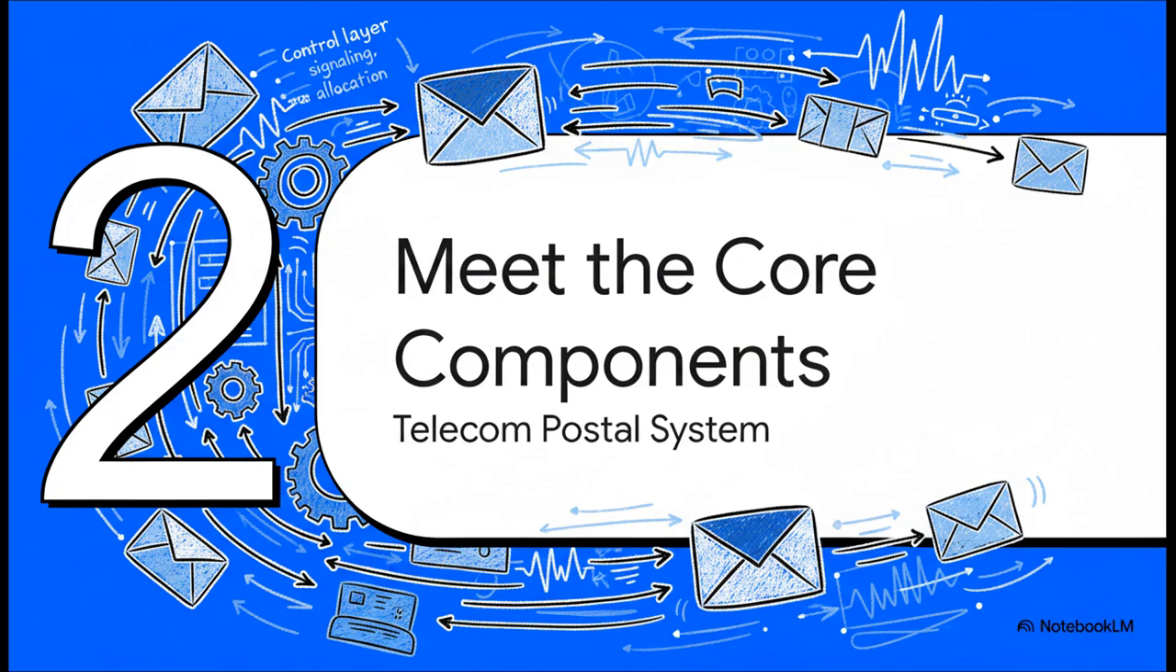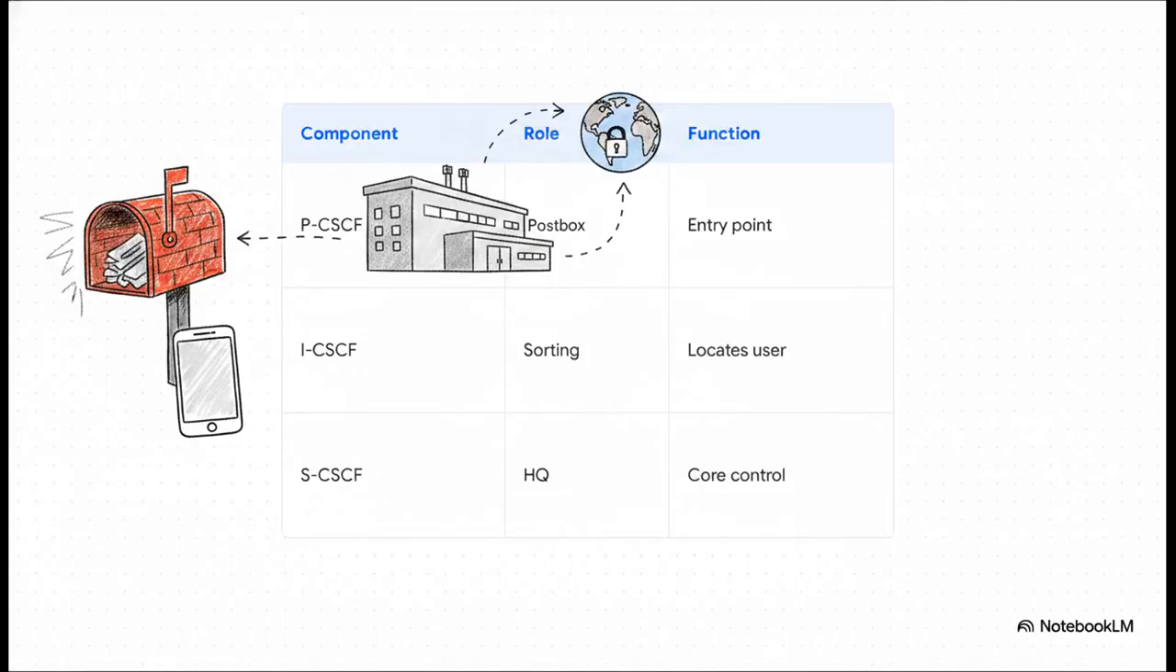Moving right along to Section 2, meet the core components, or what I like to call the postal system of telecom. Okay, so operating inside that middle control layer is something called the Call Session Control Function, or CSCF for short. I want you to think of this as a perfectly synchronized postal system. First up is the P-CSCF. This is essentially your local postbox. It's the absolute first point of access for your device, establishing an IPsec security association. It forwards your messages, but it doesn't actually authenticate you.